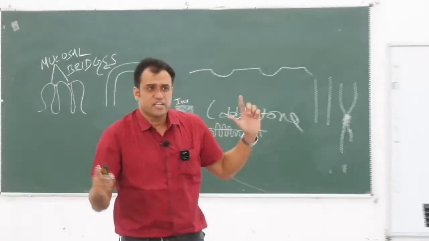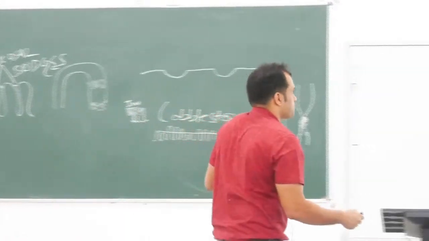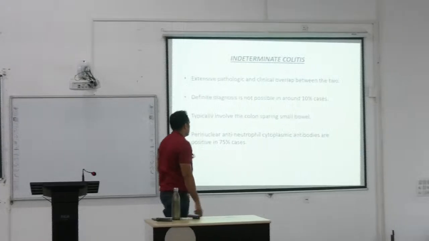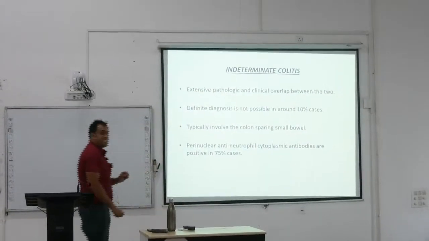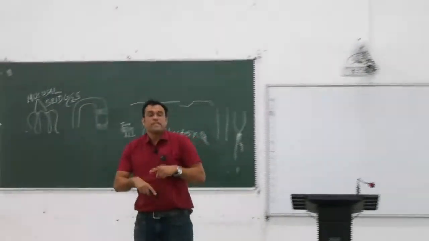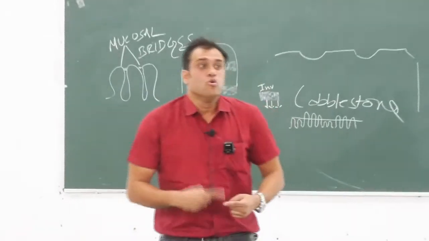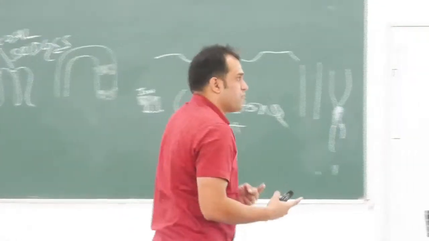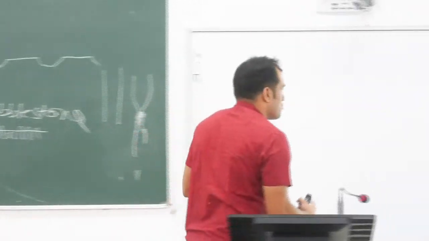I've just given it in a nutshell in one picture. Then comes indeterminate colitis. Just remember the points. Indeterminate colitis means there is extensive pathology and clinical overlap between the two. We need ancillary tests to identify whether this is a case of ulcerative colitis or a case of Crohn's disease.